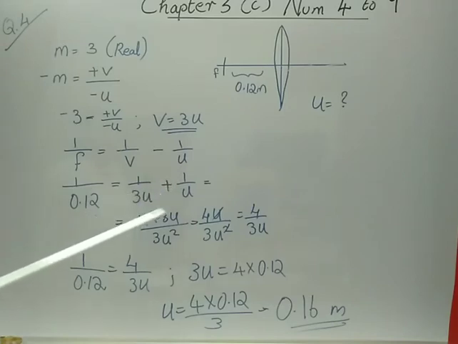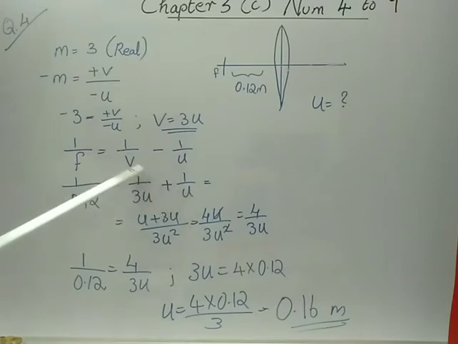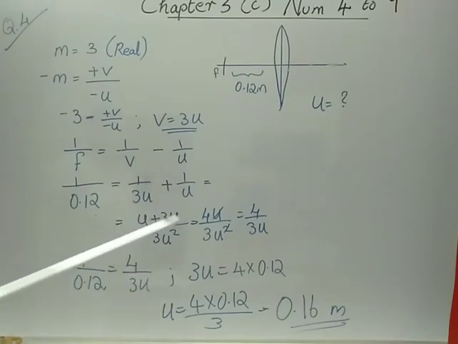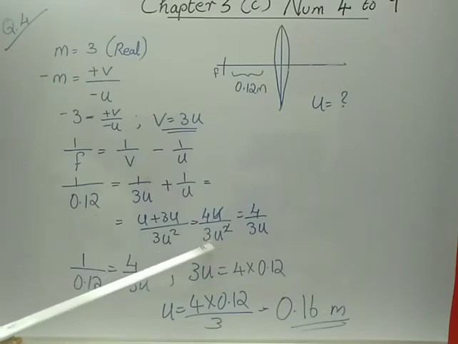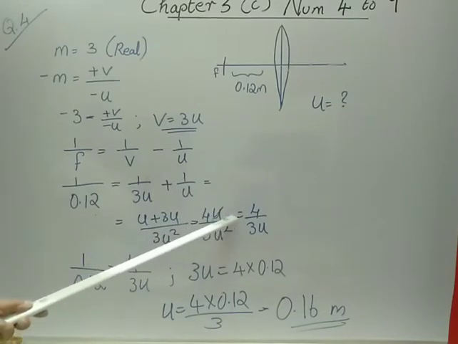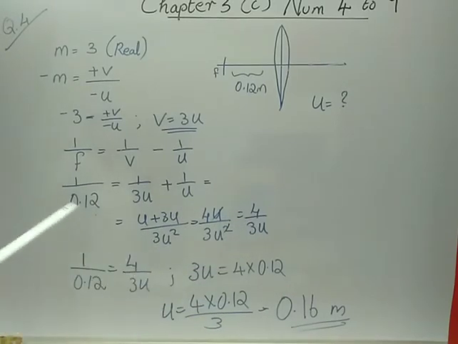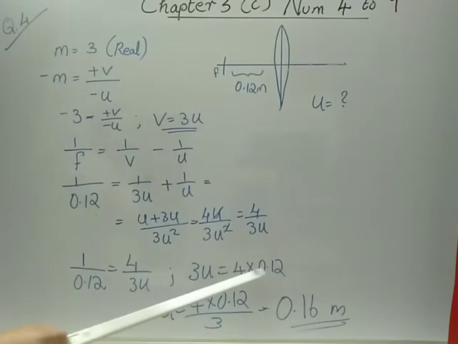Take it directly. Now just cross multiply. The LHS, let it be there; we will work on the RHS: U plus 3U by 3U square. U plus 3U is 4U, so 4U by 3U square. Here one U and U square, one U will get cancelled. So you will get 4 by 3U. Now we can equate LHS and RHS: 1 by 0.12 equals 4 by 3U. Again cross multiply: 3U is equal to 4 into 0.12.